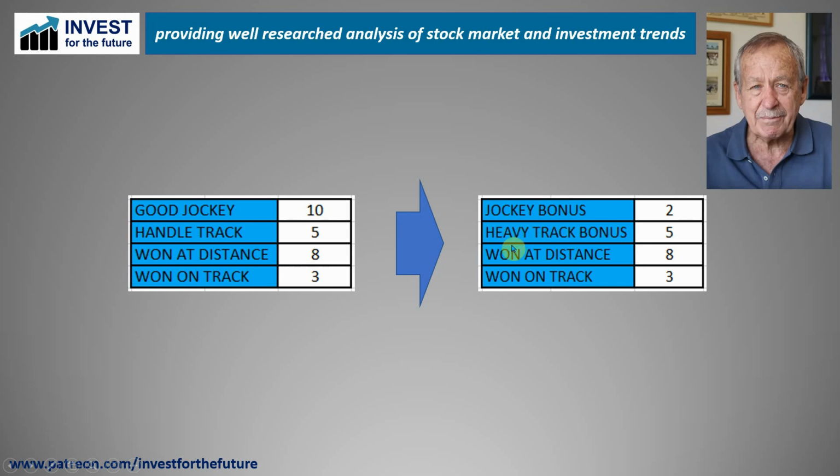If the race is being run on a very heavy track and the horse has clearly got very good form on heavy tracks, like it's run several times on heavy tracks and it's always been placed, then you would give it a bonus of 5. Fortunately, we don't race on heavy tracks all that often. And we haven't changed the fact that if the horse has won at the distance, it gets 8 points, and if it's won on the track, it gets 3 points.